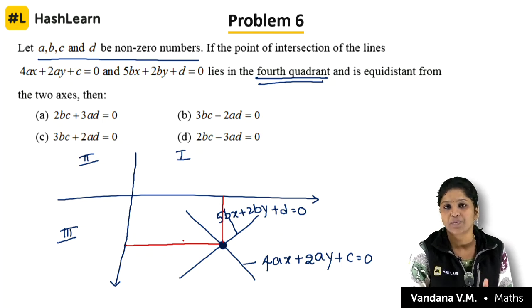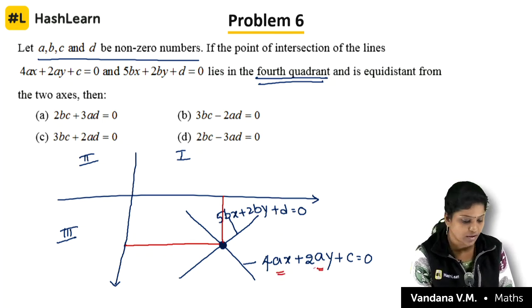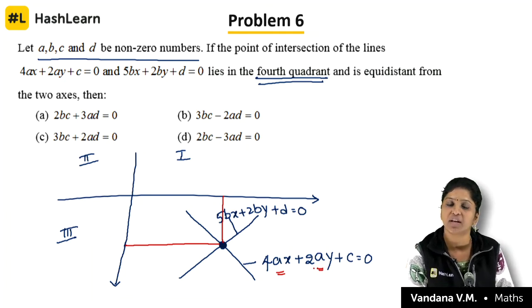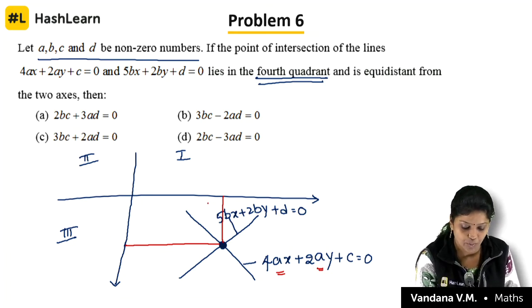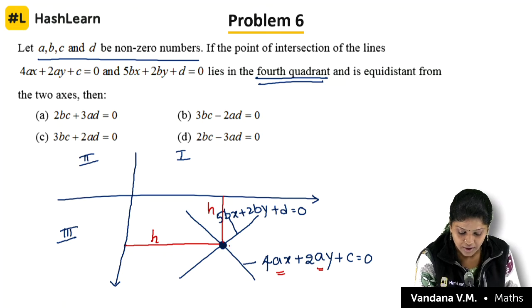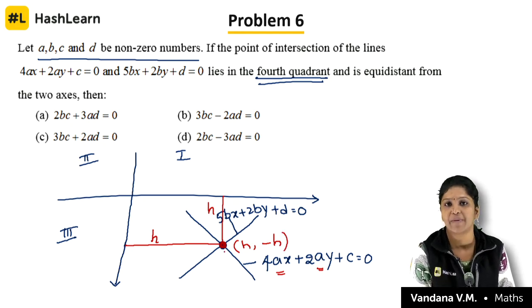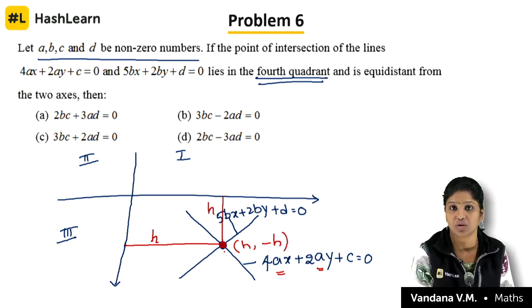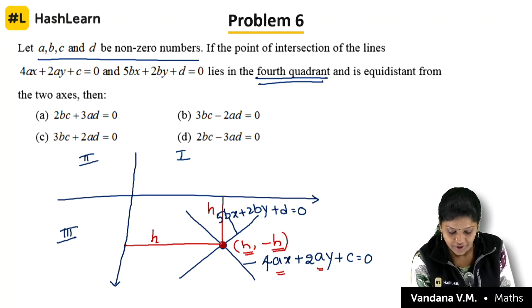Usually those intercepts we will take as a, b. Already here the a, b terms are there. Because of that I am going to take other terms like h comma k, l comma m, however you want you can take. So equal distance, suppose if it is h, this is also h. Understood, right? Now this point is h comma minus h. Tell me why it became minus h? Yes, it is in the fourth quadrant. X coordinate must be positive, y coordinate must be negative because it lies in the fourth quadrant. Clear, children? Yes.